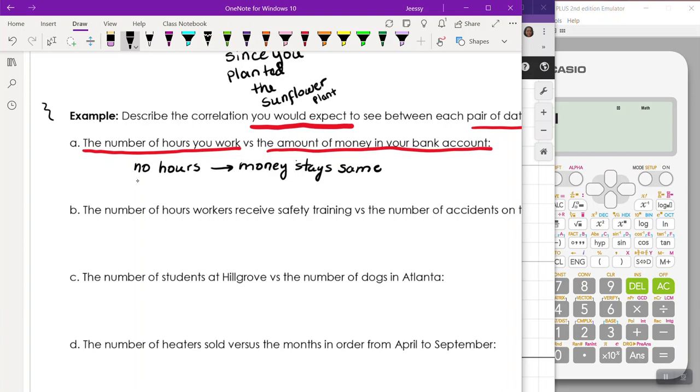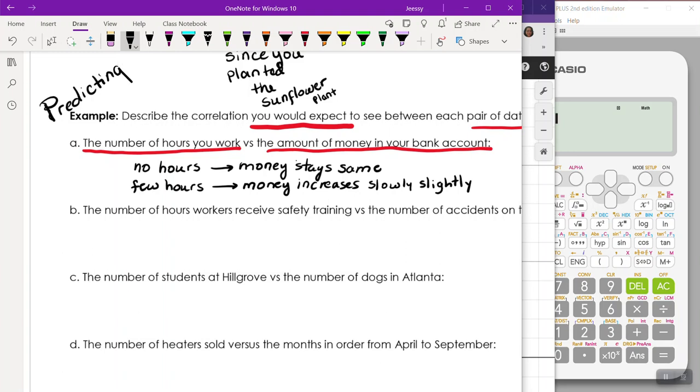What if you work only a few hours? Your money slightly increases. Yeah, the money increases slightly, right? Money increases slowly, slightly. All right. Remember, we're interpreting the data and we're predicting now. We're predicting what we think we're going to see in the data. Okay.